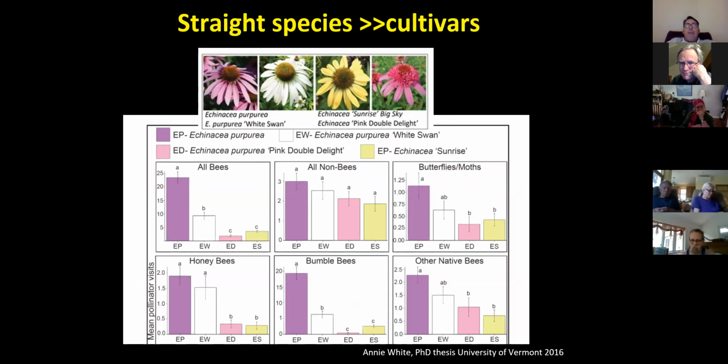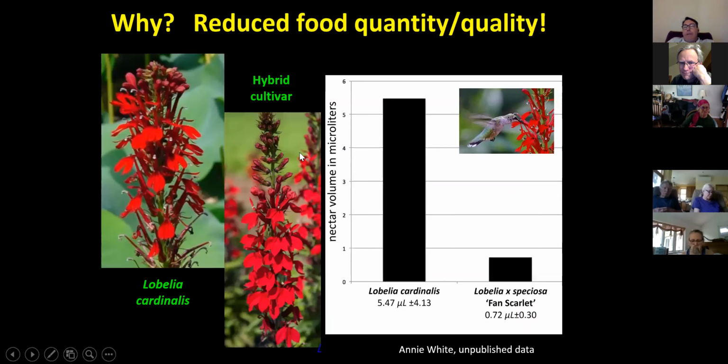If we select for color, we're going to affect things linked to color. And if we're selecting for other traits, the plant only has so many resources to allocate, and if it puts them into color, it's going to take away from nectar. And when we look at the preference, here's the native, here are all the variants of the native, and you can see there's a much lower preference for these cultivars than the straight species. Why? Because of the nectar.